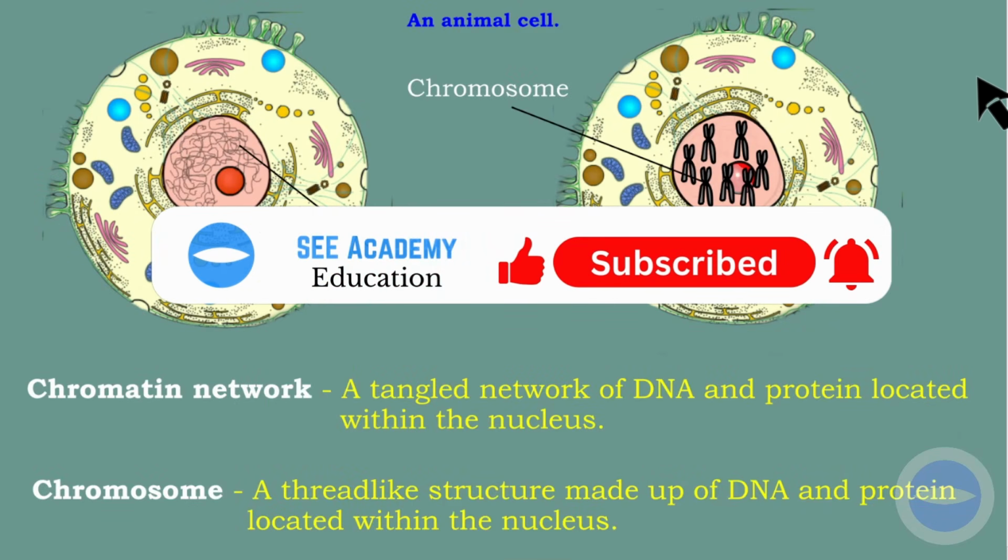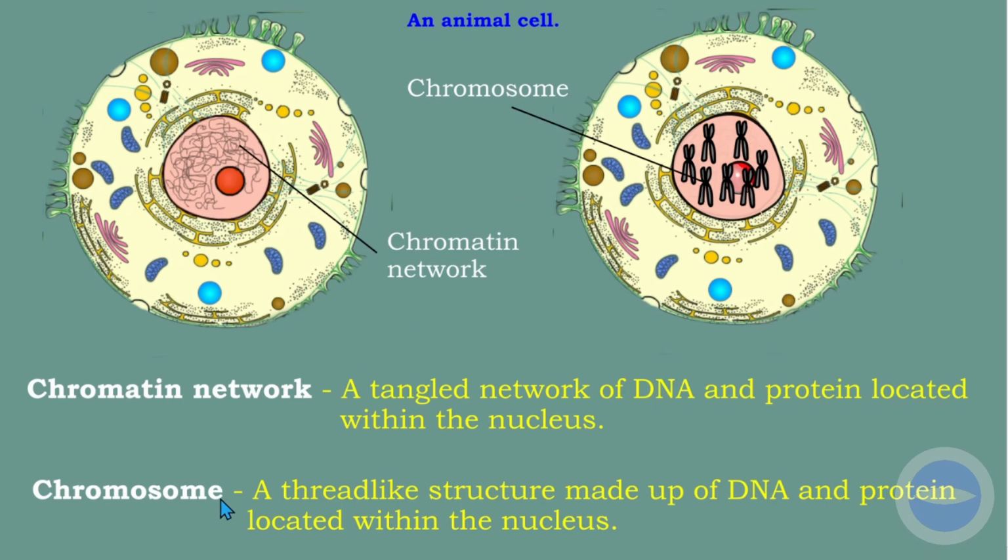And then now let's go to the concept of inheritance. We start with the chromatin network and the chromosome. A chromatin network is a tangled network of DNA and protein located within the nucleus. Like this cell contains, these are the chromatin network. We learned about DNA in the first chapter. It's DNA with protein.